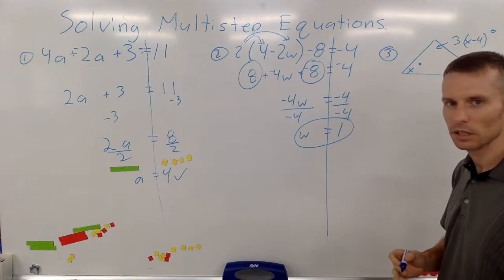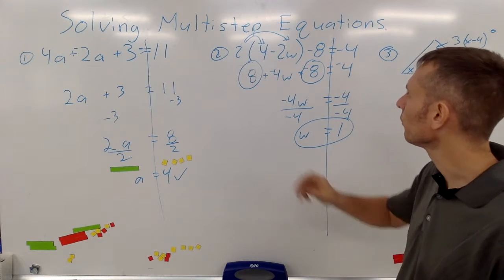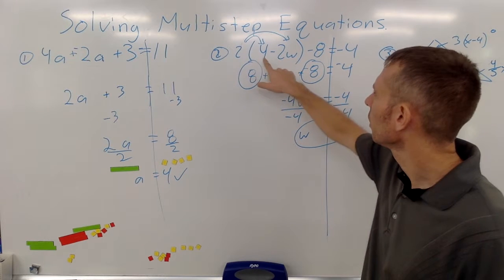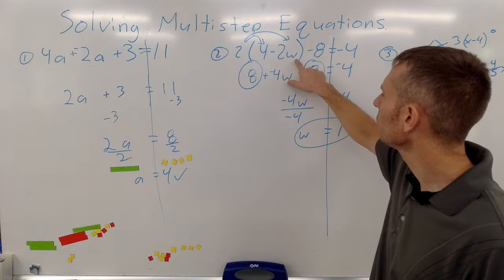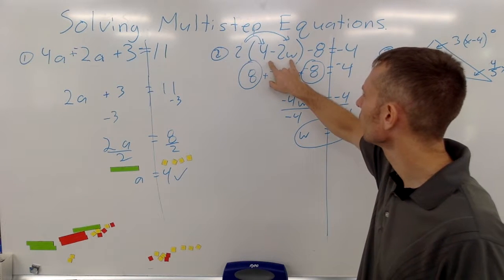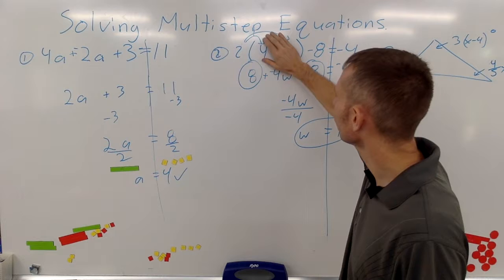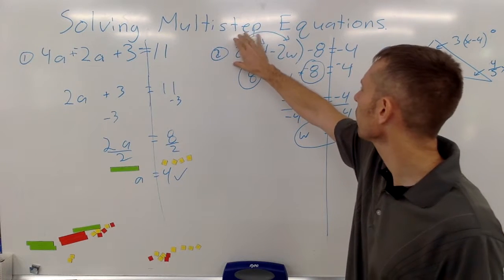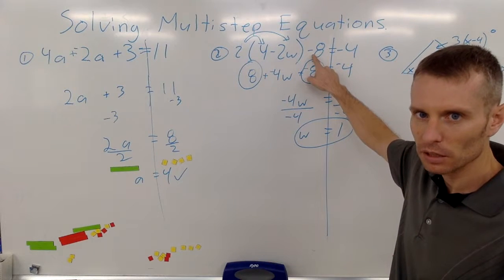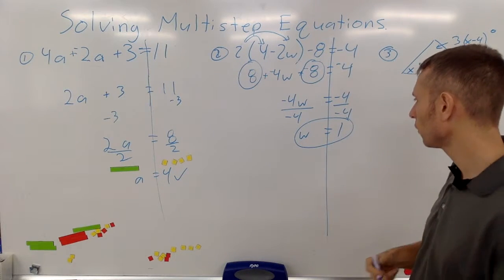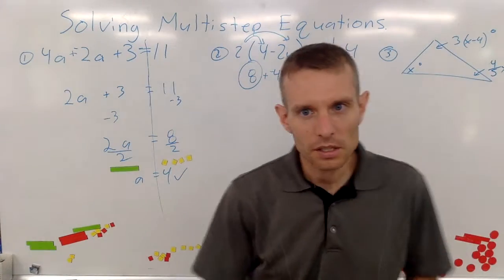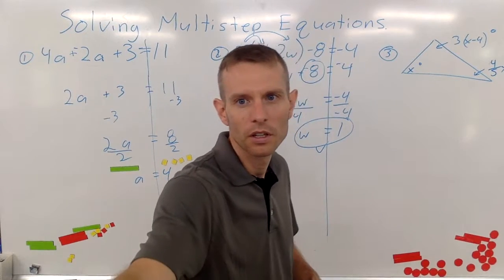W equals 1. Let's see if W equals 1. We're going to put 1 in for W up here. 4 minus 2W, well, if W is 1, that means 4 minus 2 is 2. So this all equals 2. 2 times this 2 is 4. So all of this equals 4 now, and 4 minus 8 is negative 4. Negative 4 equals negative 4. True statement, okay? Last but not least, I have a triangle problem over here.